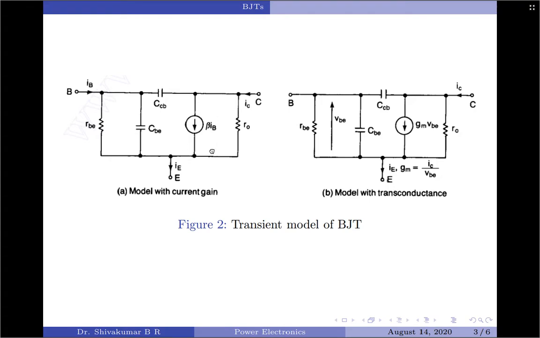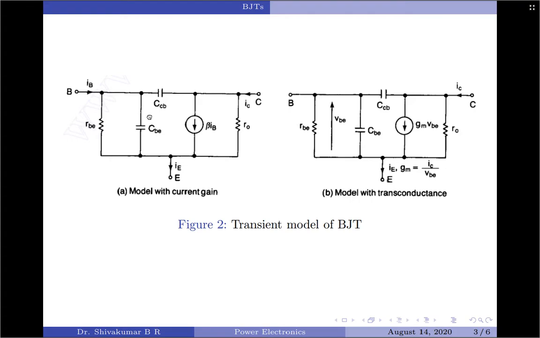Now, for the transconductance gm, we have two models, one with the current gain and one with the transconductance. The transconductance gm of a BJT can be defined as the ratio of change in output current, which is the change in collector current, to change in input voltage, which is VBE.